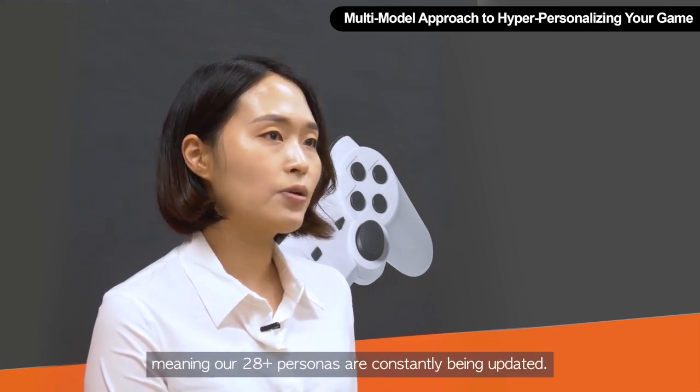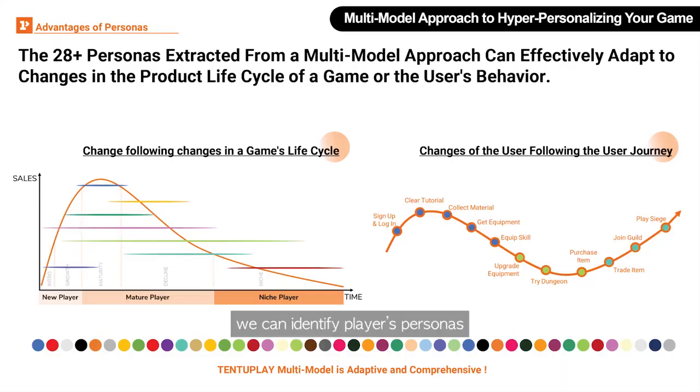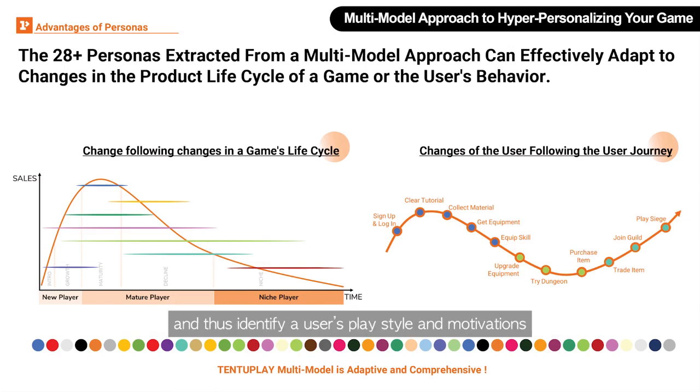meaning our 28 personas are constantly being updated. Therefore, we can identify players' personas in the early stages of a game, in the end stages of a game, or personas which operate independently of the product lifecycle, and thus identify a user's playstyle and motivations regardless of where they are within the product lifecycle.